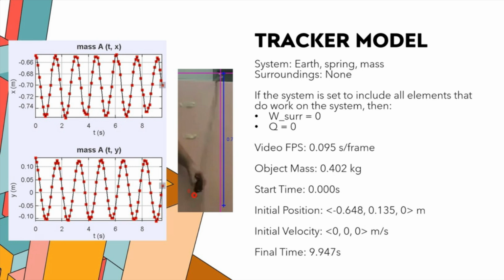The video FPS is 0.095 seconds per frame, object mass is 0.402 kilograms, start time is 0 seconds, initial position is negative 0.648 in the x, 0.135 in the y, and 0 in the z. Initial velocity is 0 all around meters per second, and the final time is 9.947 seconds. And I have a picture of the spring in motion and of the charts of the time and direction.